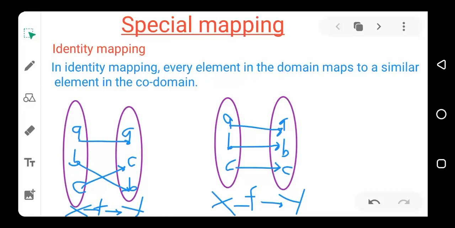Today we want to talk about spatial mapping. They include identity mapping, constant mapping, and composite mapping.